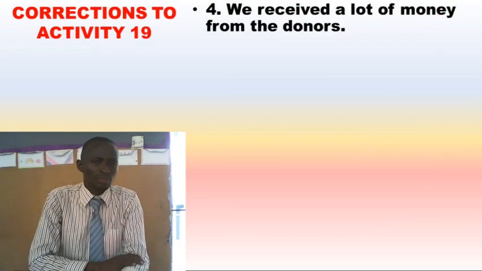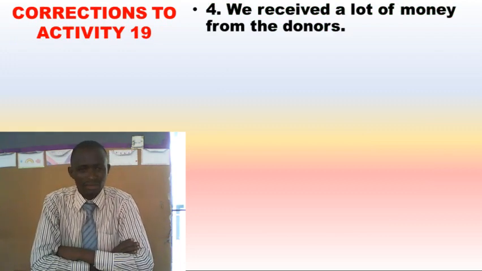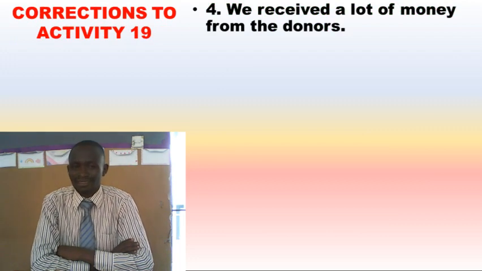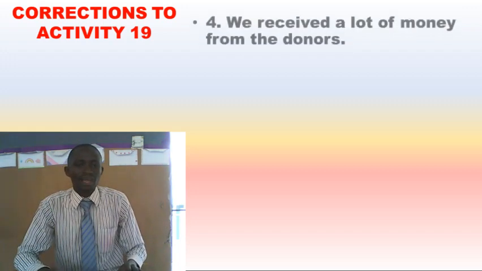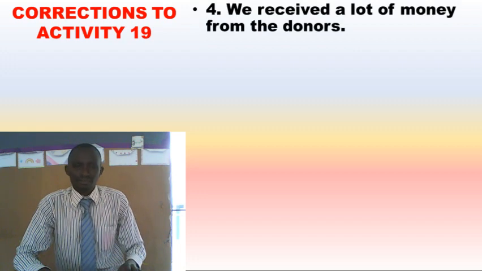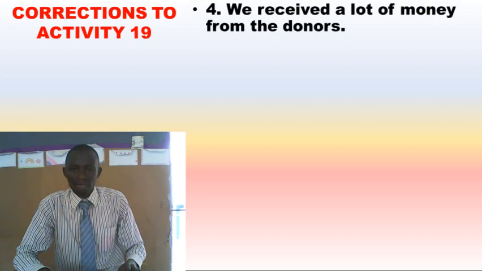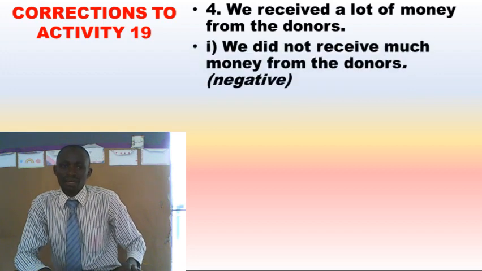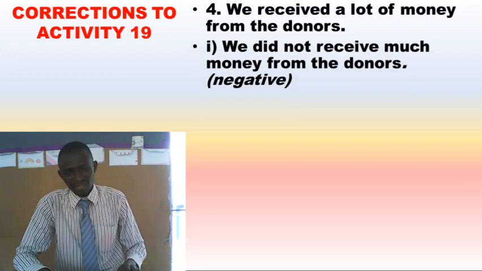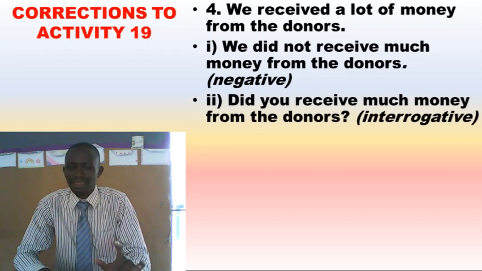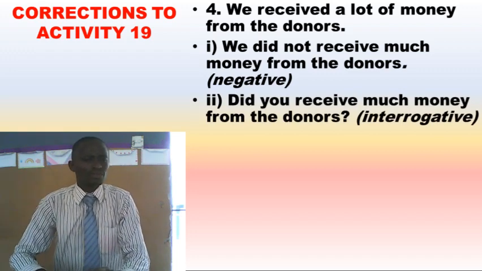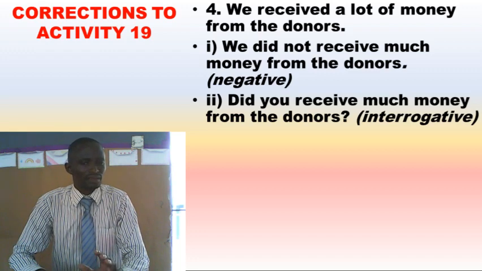Number four has it as, we received a lot of money from the donors. We received, that's affirmative. And so, we shall have the answer as, we did not receive much money from the donors. That is the answer. We can also say, did we receive much money from the donors? Like that. And that is the answer. We can also put it in negative interrogative, which is also right.